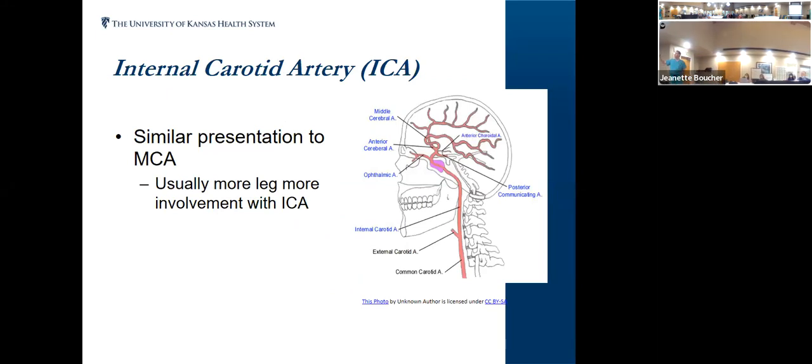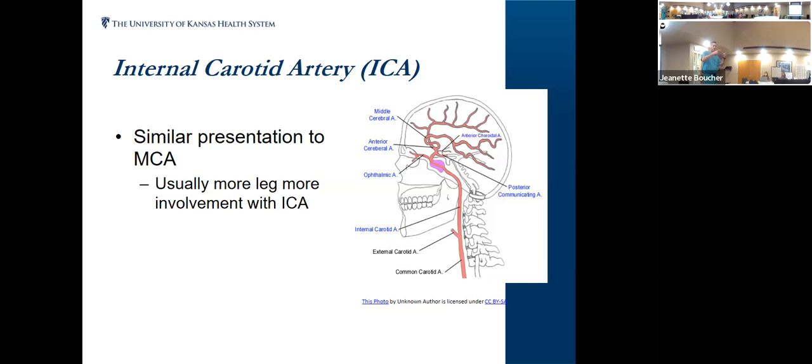So we have another large blood vessel, your internal carotid arteries. These are two arteries that come up the inside of the front part of your neck and into your brain. And usually it's going to look like a middle cerebral artery stroke, just because once you block blood from going up, say the right carotid artery, it's therefore going to block blood going to the right middle cerebral artery.